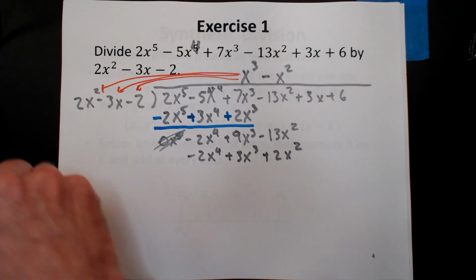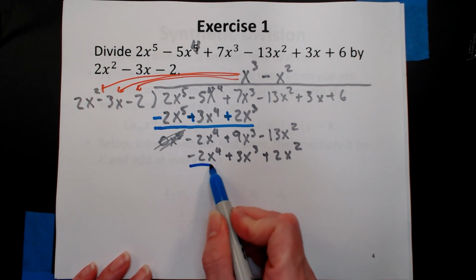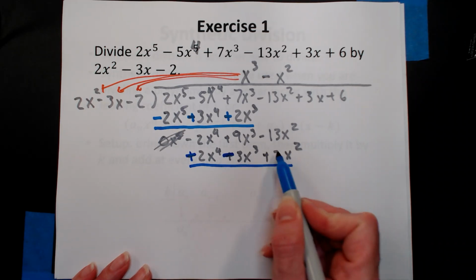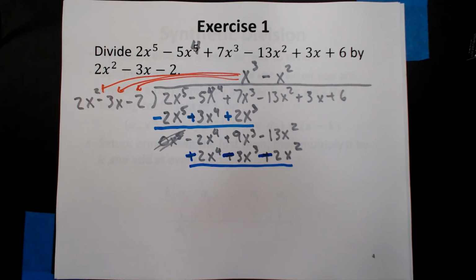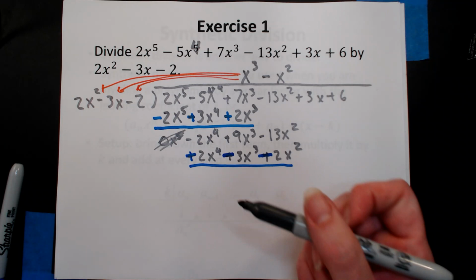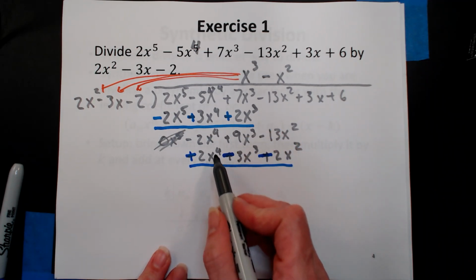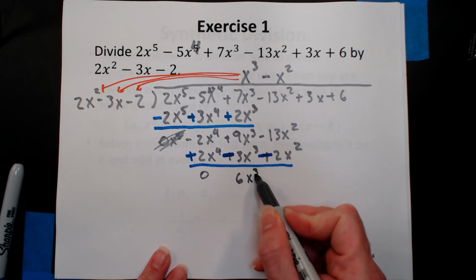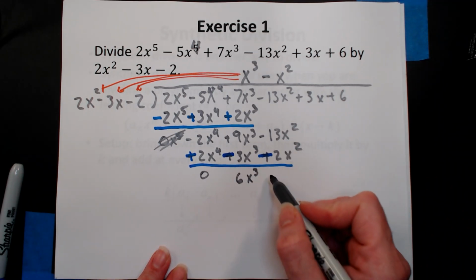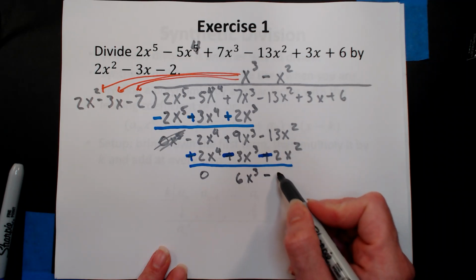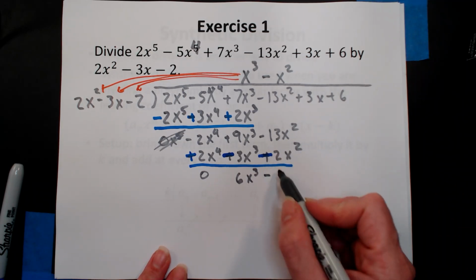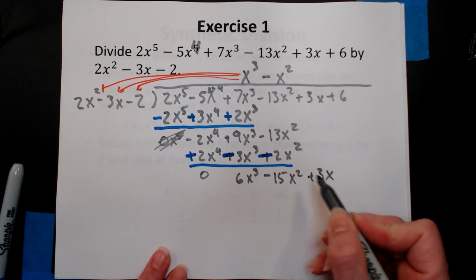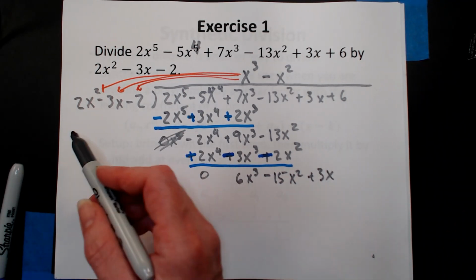Alright, and once again, when we draw our line, that's when we change all our signs, and that should cancel out our first term. It's a plus, this is a minus, this is a minus. And so that's going to give us a 0 here. Then we're going to get 6x to the third. This is going to be minus 15x squared. Once again, I need three terms because my polynomial over here has three terms.